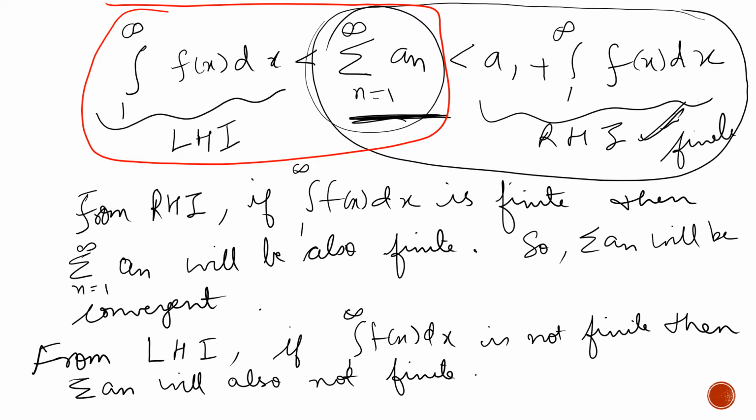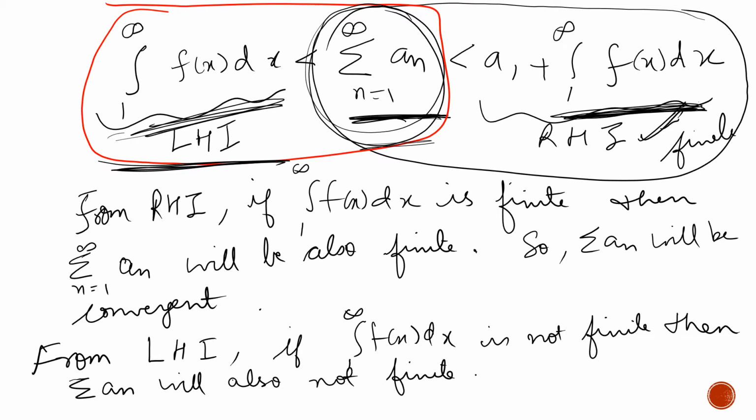because if this quantity is not finite or going to infinity, then obviously the higher value will also go towards infinity and it will not be finite. So you can say that the nature of the series depends upon the value of this integral. Now if this integral is finite, obviously this will be finite, and if this is infinite, then your series will be infinite.